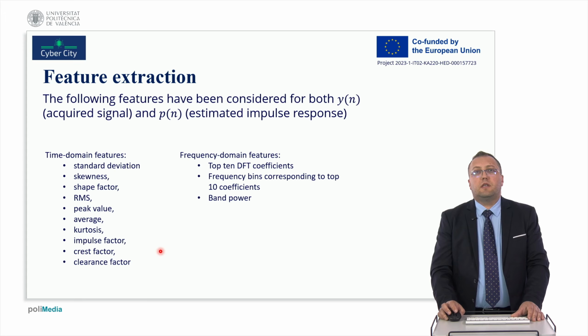So quite straightforward, the technique. Regarding the feature extraction, the following features have been considered for both y[n], the acquired signal, and p[n], the estimated impulse response. The time domain ones are standard deviation, skewness, shape factor, root mean square value, peak value, average, kurtosis, impulse factor, crest factor, and clearance factor. Regarding the frequency domain, the top 10 discrete Fourier transform coefficients, the frequency bins corresponding to the top 10 coefficients, and the band power of the signal in the frequency domain.